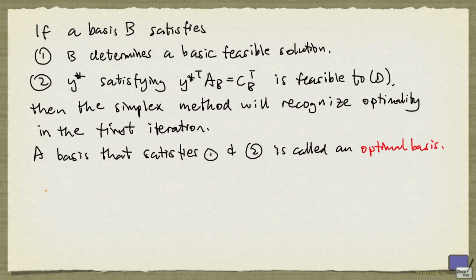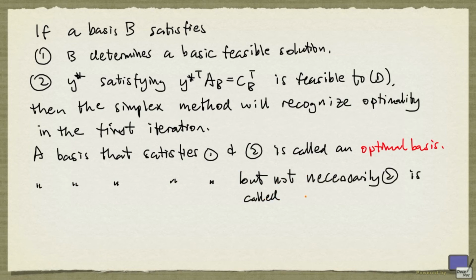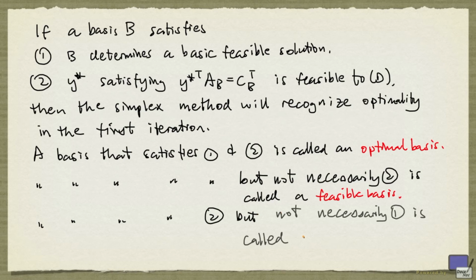Now, of course, it is possible for bases to satisfy 1 but not 2, or 2 but not 1, or neither. And a basis that satisfies 1 but not necessarily 2 is called a feasible basis. And a basis that satisfies 2 but not necessarily 1 is called a dual feasible basis. Note that the simplex method works with feasible bases throughout. However, there is a method called the dual simplex method that works with dual feasible bases.